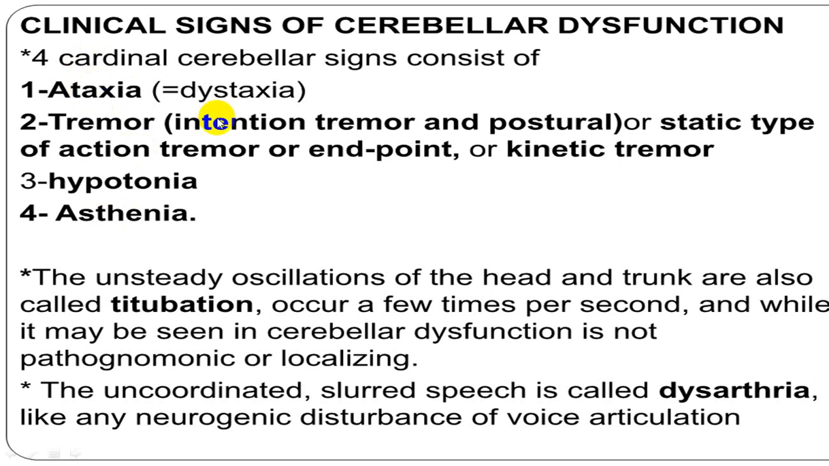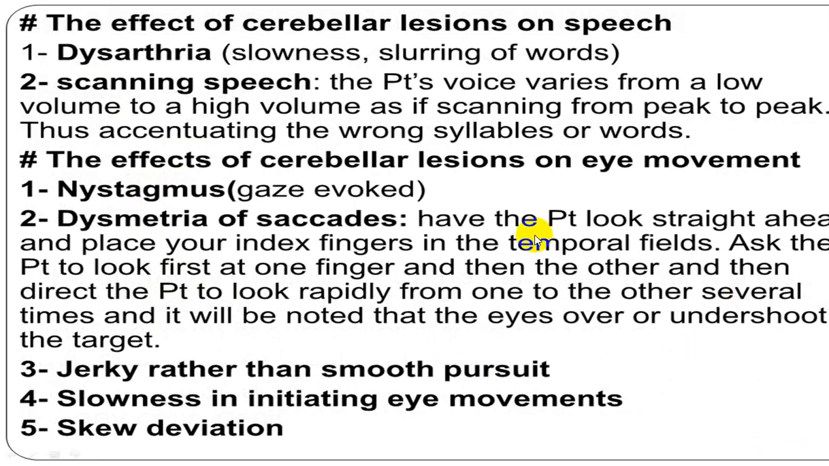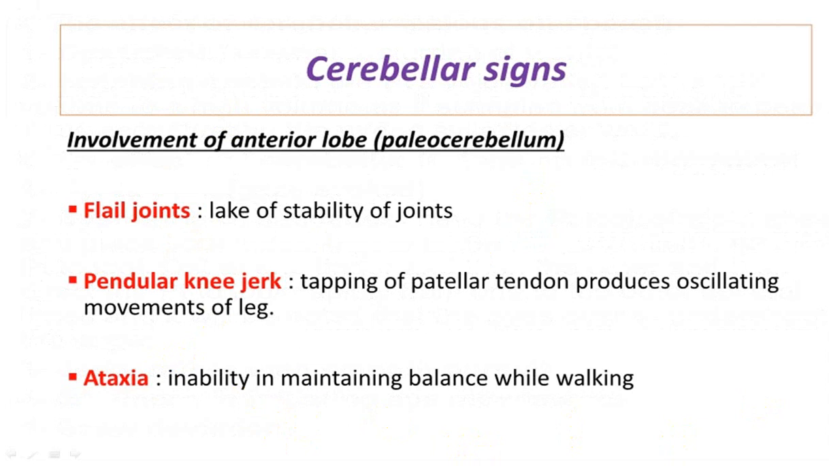So again, ataxia, intentional tremor, hypotonia and asthenia, very common. And because of that, you will have a titubation, you will have a slurred speech, that is dysarthria. It is also described as scanning speech, nystagmus, dysmetria, slowness of initiating the eye movements, skew deviation may be seen. So you will have a pendular knee jerk and ataxia while in erect posture or even while walking.